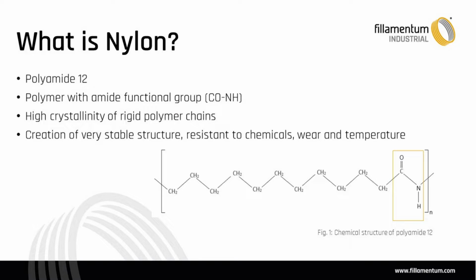So first of all, we will have a look at the nylons and its composites. So what is a nylon? It is a polymer that consists of polyamide 12, which has the structure shown in the picture. You can see the monomer and its functional amide group, which predetermines the final properties of the whole polymer.